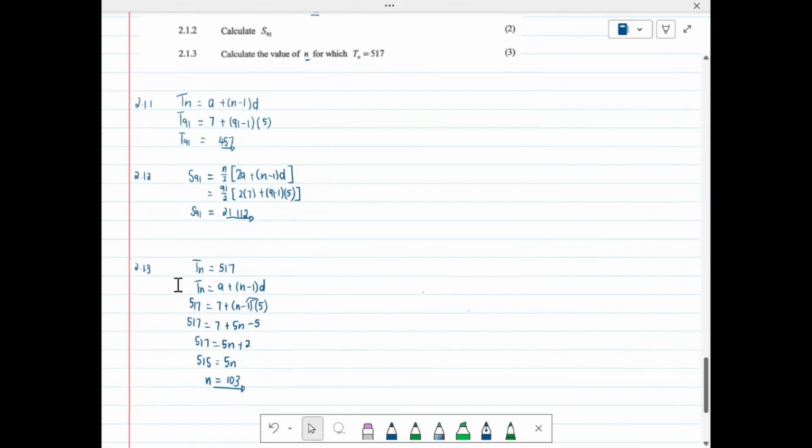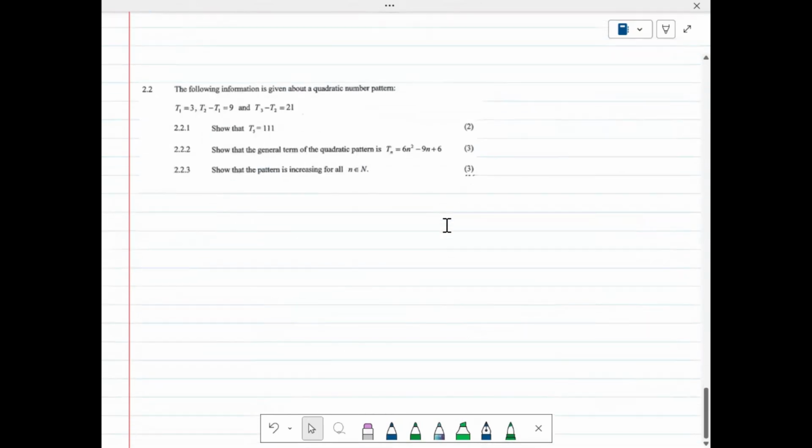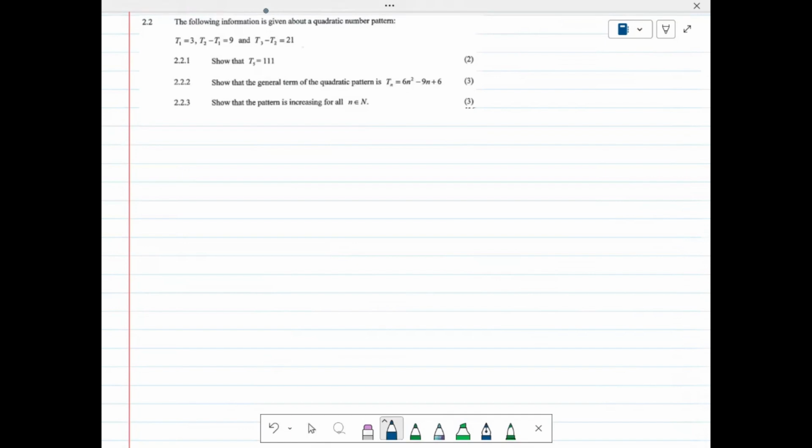Okay. That was the first question in the sequences and series and was on an arithmetic pattern. Let us have a look at the second one. So here we have that the following information is given about a quadratic number pattern, and we have that T1, they tell us it is 3. T2 minus T1, they tell us that that is 9. And T3 minus T2, they tell us that that is 21. So we'd like to complete the pattern.